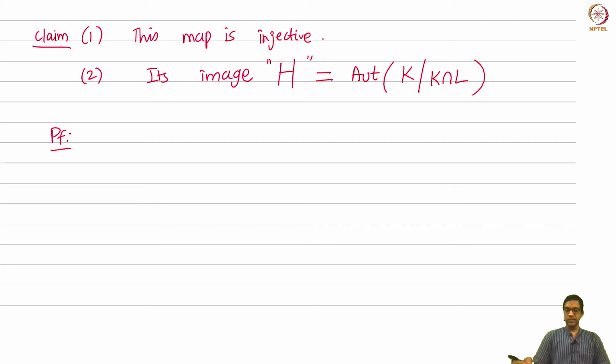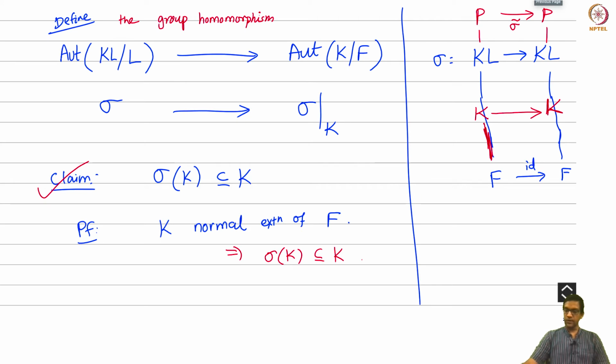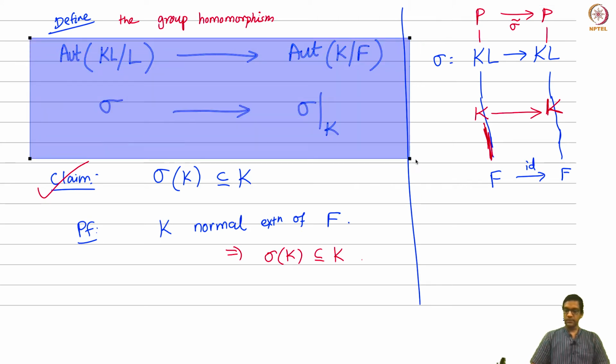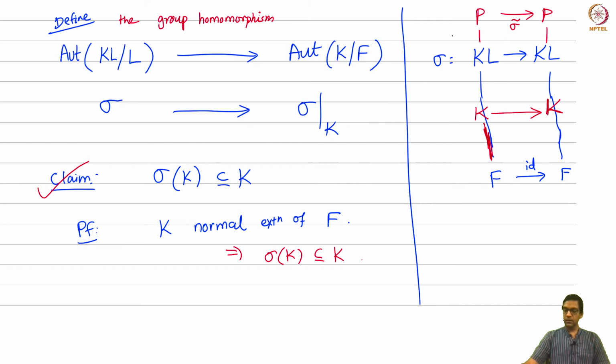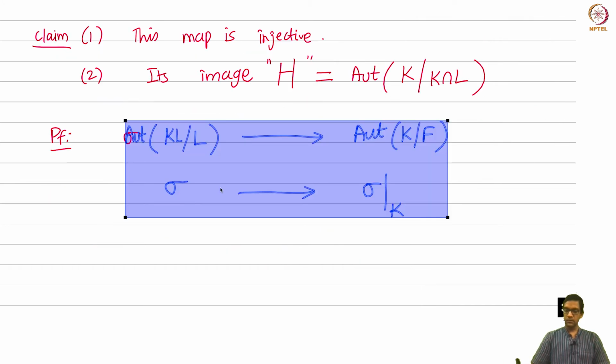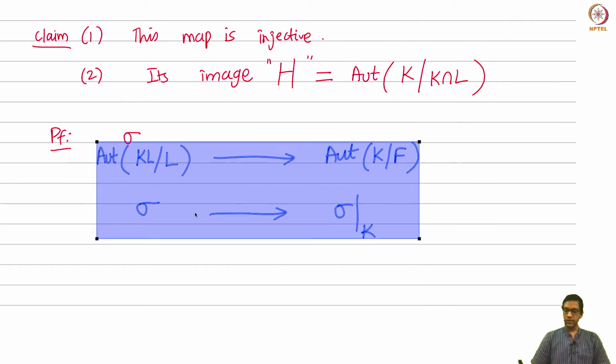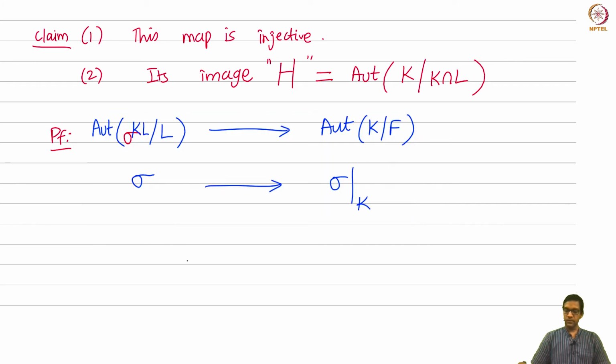Let's prove it's injective first. So what was the map? It takes any element sigma of Aut KL, and this is the map here. Now why is this injective? To show injectivity, if sigma restricted to K is the identity on K, then we need to show sigma itself is the identity. Now what does that mean?